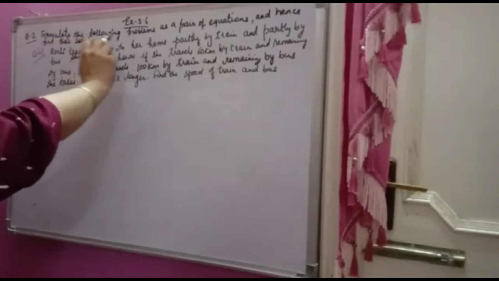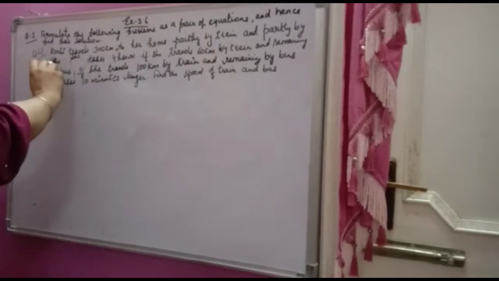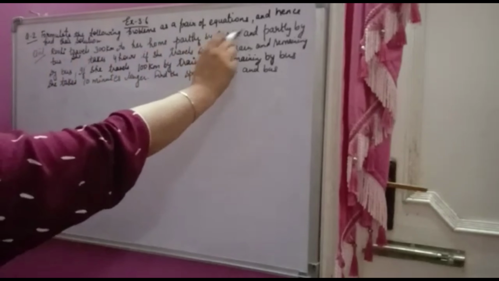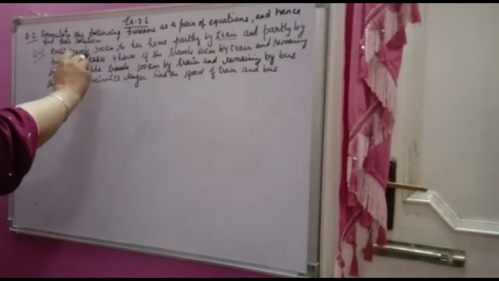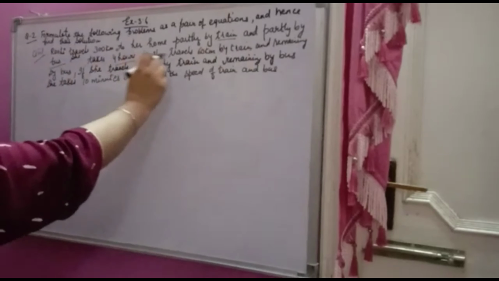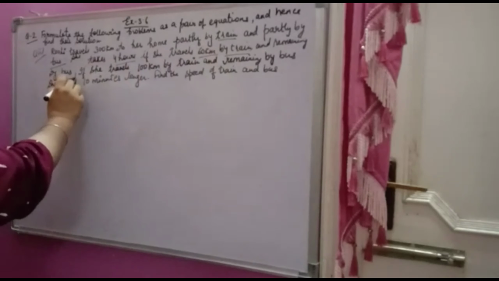Question number 2. Formulate the following problems as a pair of equations and find their solution. Third part. Ruhi travels 300 km to her home partially by train and partially by bus. She took train and bus to go to her home, which is 300 km far. She travels 4 hours if she travels 60 km by train and remaining by bus.